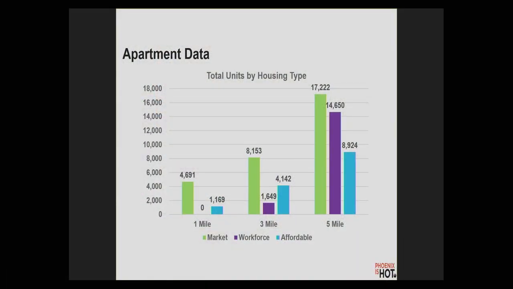Good morning, members of the subcommittee. As you'll recall from our presentation last month, we did a thorough dive on what our housing opportunities were in a 1, 3, and 5 mile radius of Central and Van Buren. As you'll see, the 3 mile and the 5 mile are in pretty good shape in relation to market and affordable. But when we look at the radius around downtown, it's clear by the 0 on the workforce housing units that we need some additional mixed income projects in downtown.